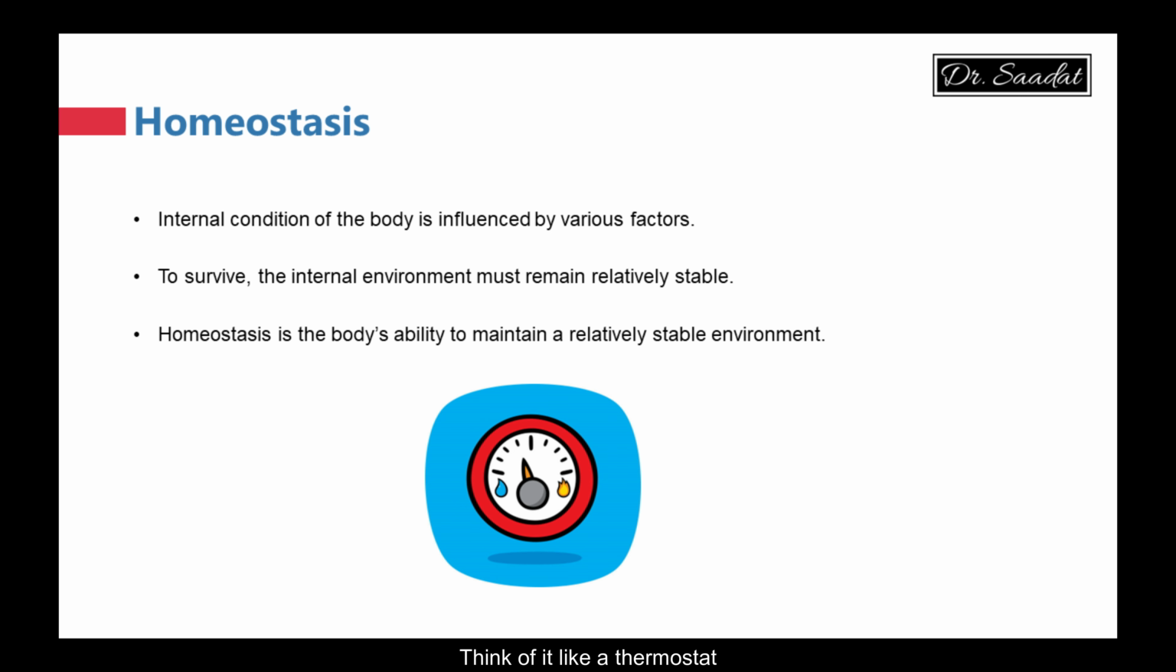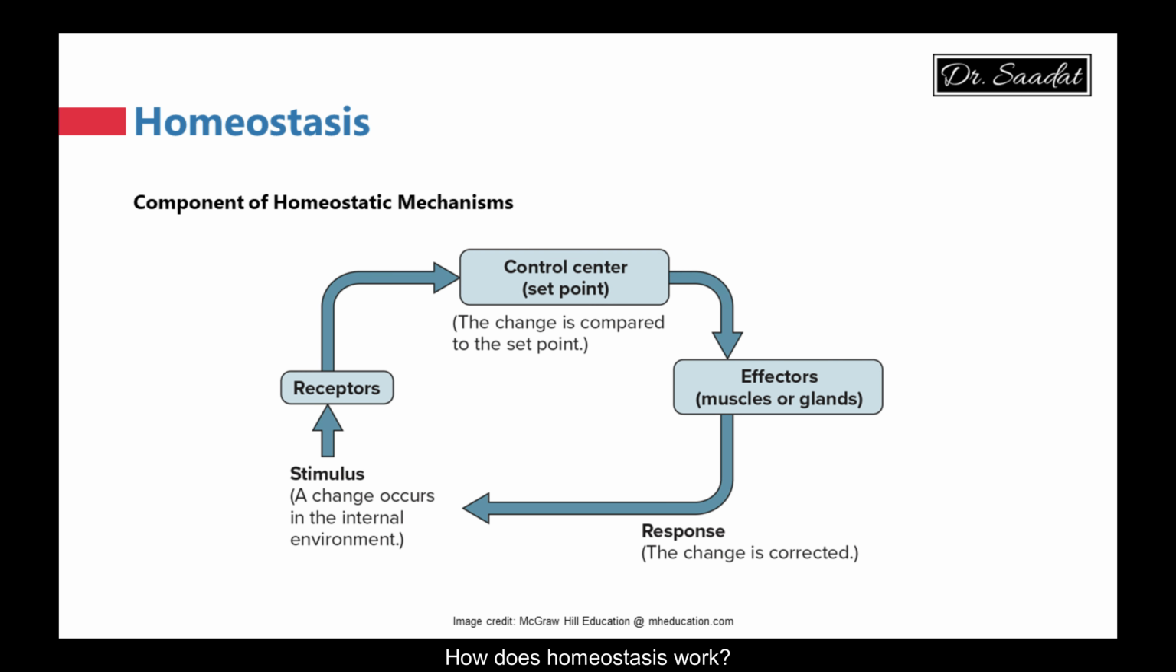Think of it like a thermostat that keeps your room at a comfortable temperature. How does homeostasis work? Our bodies rely on a system of checks and balances to maintain homeostasis. This system involves a feedback loop mechanism. A feedback loop functions using the following components.